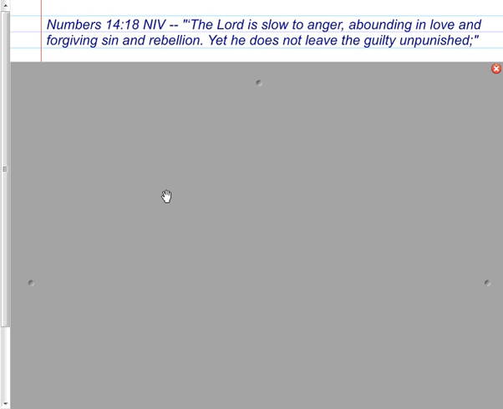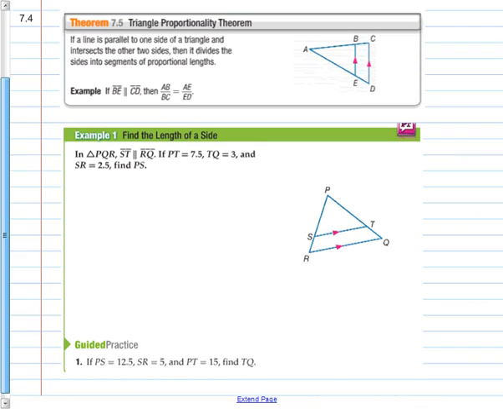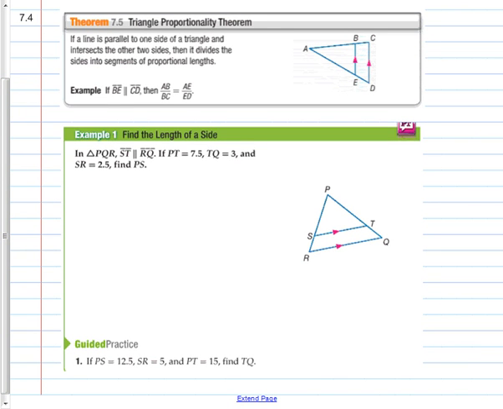Geometry 7.4 is where we are. Triangle proportionality theorem. Look at that picture over here. We have seen in the last section a picture similar to this where we saw a couple of parallel sides. Are we able to prove that the small triangle and the large triangle are similar to each other?